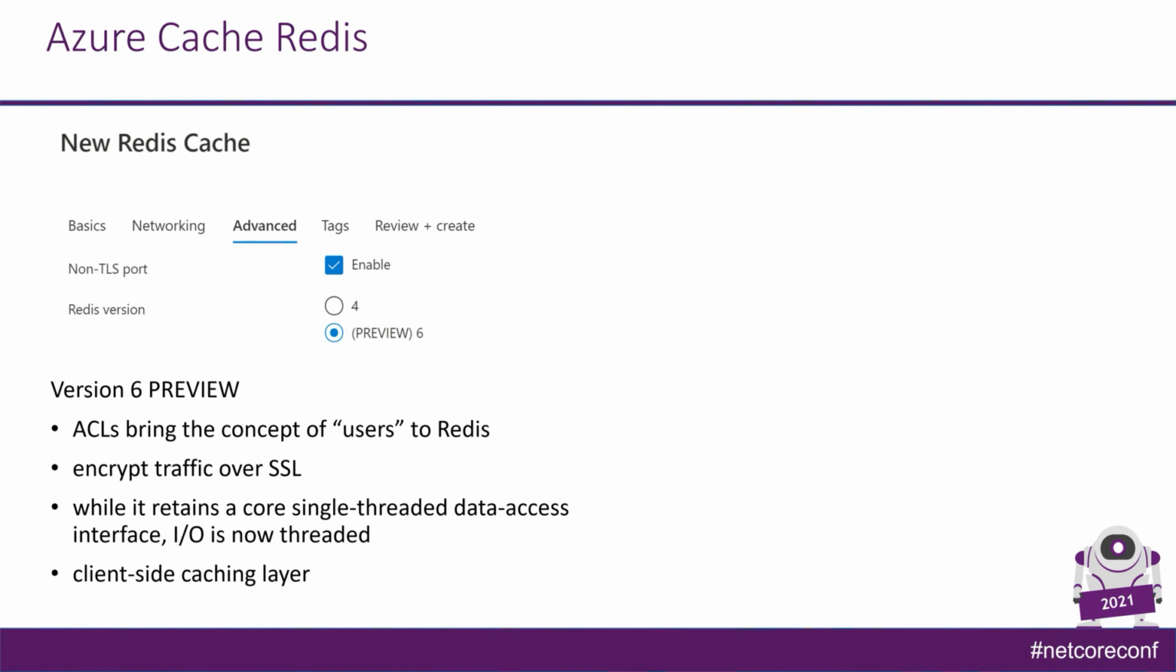In order to demonstrate all the various ways to install and use Redis, this is a portion of a screen about the platform as a service alternative. So you can use the 4 version or the preview with the 6 version. Remember that you have the traffic encryption, and the I/O now is threaded, and you can have ACLs within every single key. Okay.